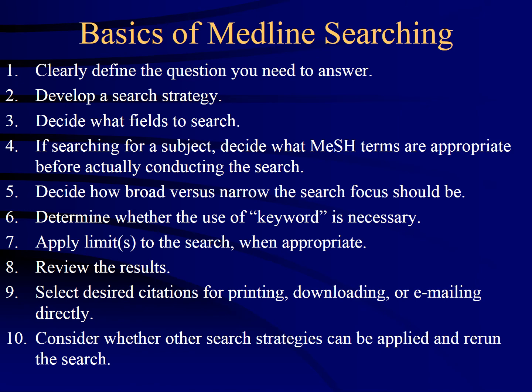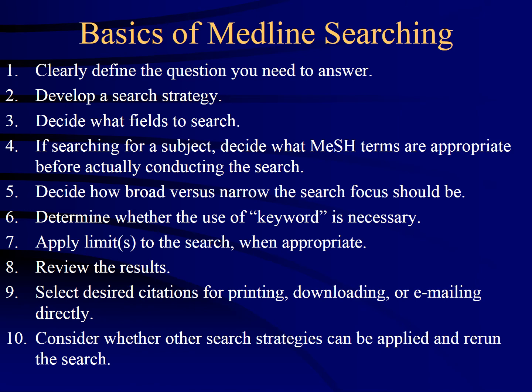Number 6, determine whether the use of a keyword is necessary. Remember in our example, we added the keyword naive, and that helped us to retrieve articles that were appropriate for our search. Number 7, apply limits to the search when appropriate.